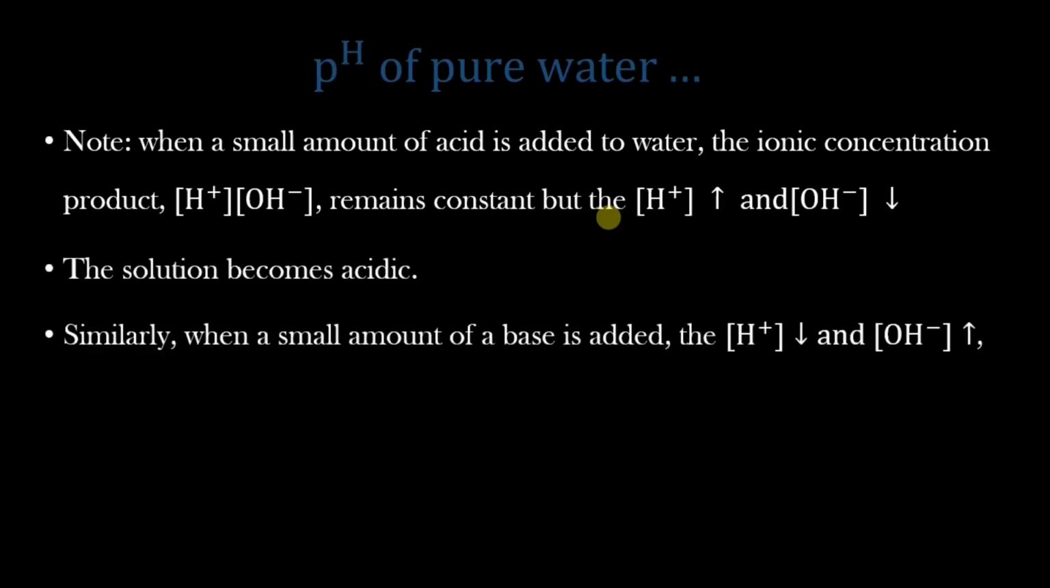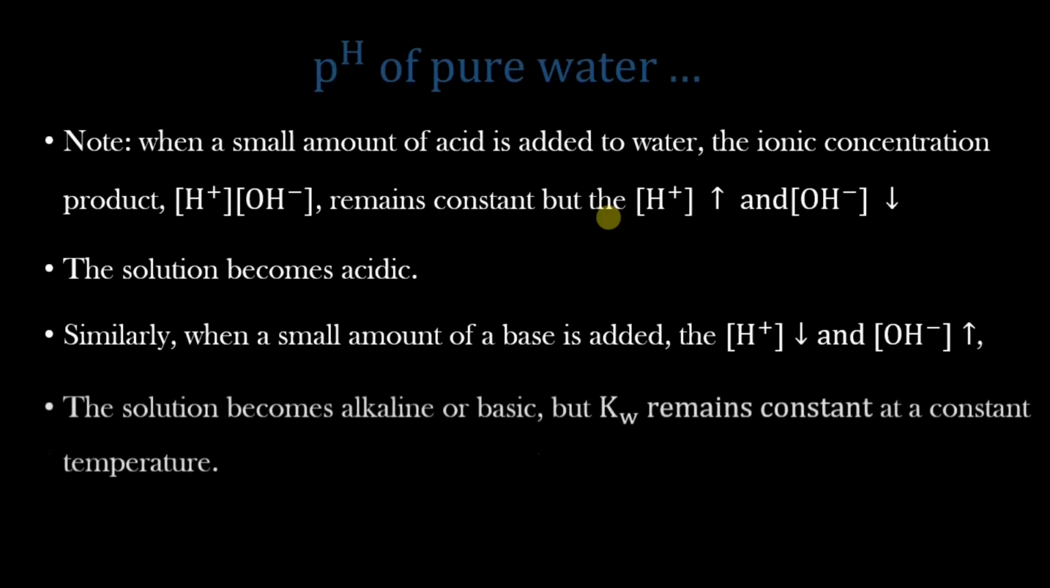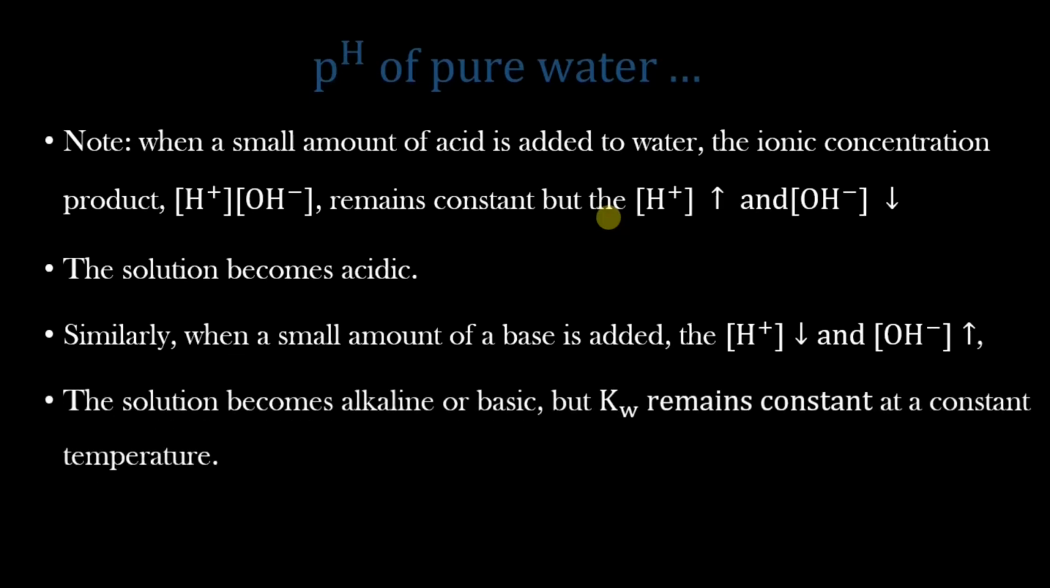Similarly, when we add a small amount of base, the concentration of hydrogen ions will reduce and that of hydroxyl ions will increase, which means the solution is going to be alkaline, or basic, but the ionic product will remain constant provided the temperature is kept constant.